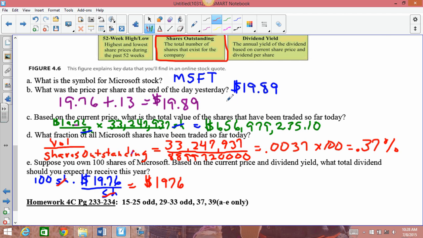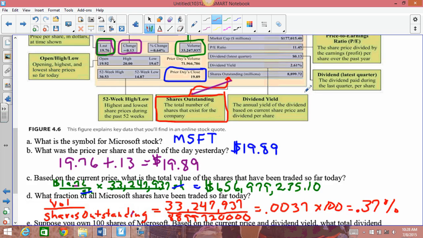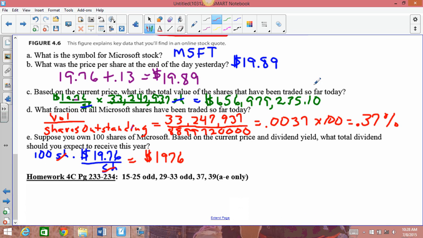So then if the dividend yield here is 2.61%, I'm going to take that 1976 and multiply it times 0.0261. Got to change it to a decimal. And that would be $51.57. You can choose that to be a payout, or what a lot of folks choose to do then is, hey, I could buy more stocks, get more, be more invested into the company, have now more than 100 shares.